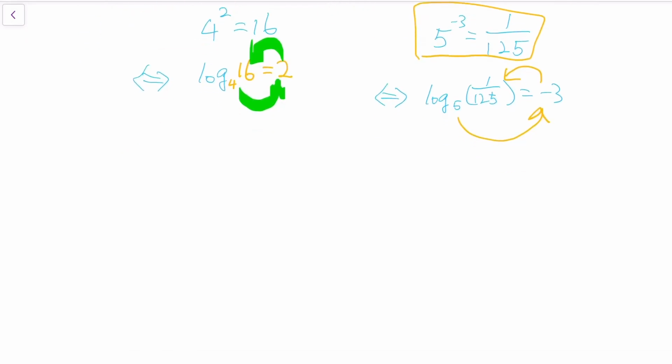Okay, the last one. Let's try this. What if I say y equal to a to the power of x? How should I write this in log? Give it a try. 3, 2, 1. Now, if you need more time, you could really pause the video. But the answer is log base a of y equal to x. Because again, we go around anti-clockwise, so a to the power of x would give you y. So this is the definition of log.